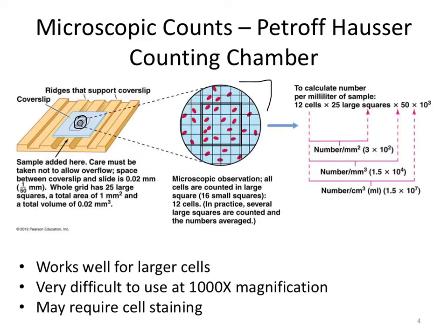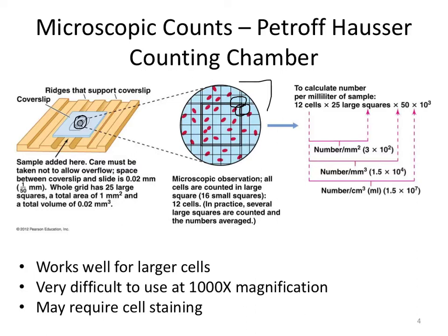The grid is divided up into areas where there is a double line bordering what are considered the large squares. So this is what I mean by the double line right here. Each of those large squares holds 16 smaller squares. And in total, there are 25 of those large double-bordered squares covering the Petroff-Hausser chamber. So what you do is you count several of those large double-bordered squares and take the average of that count.